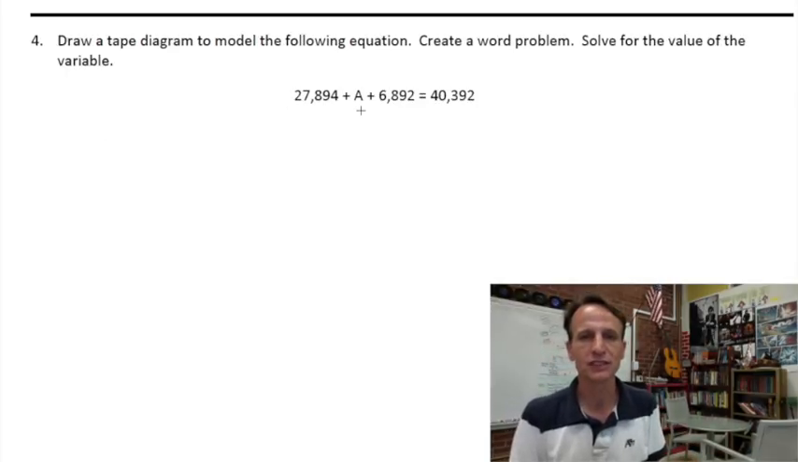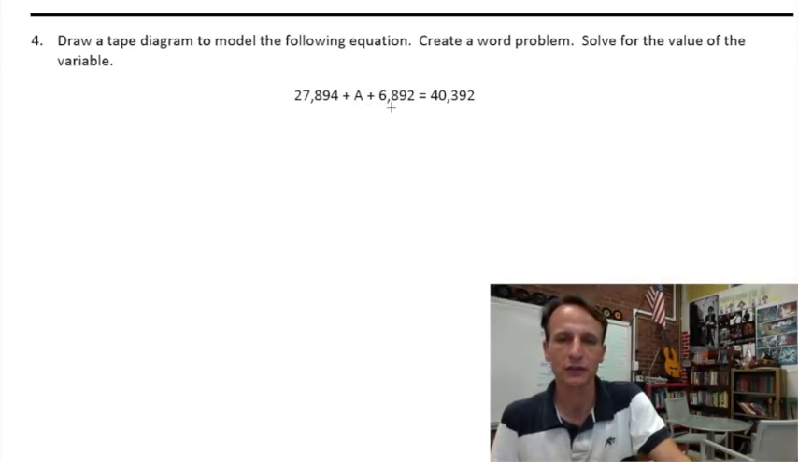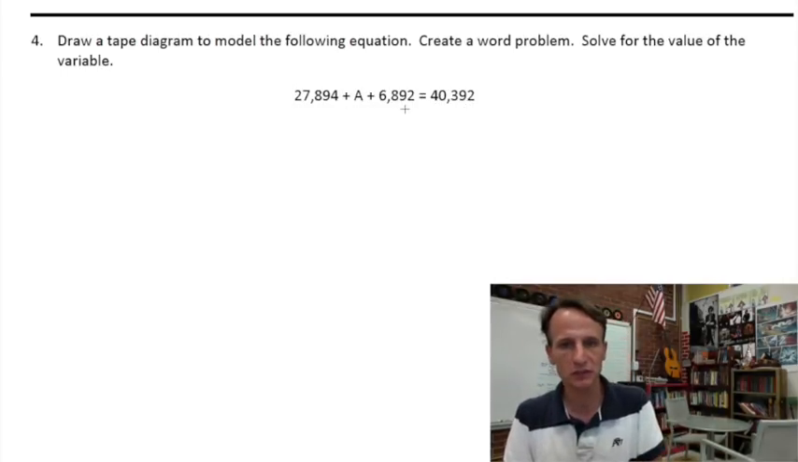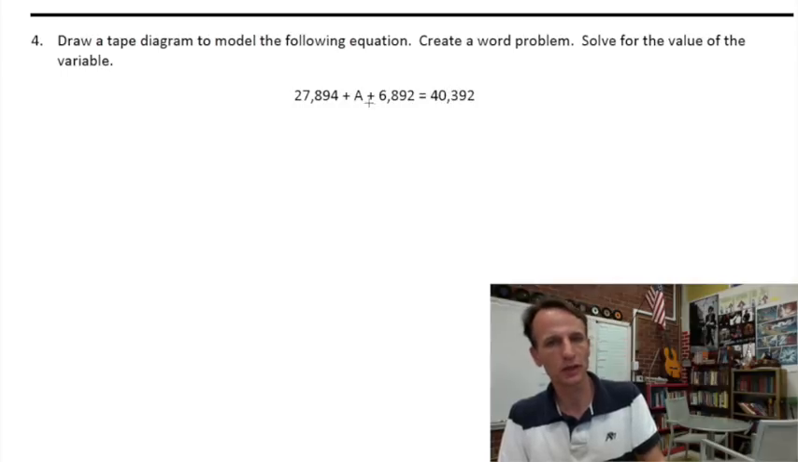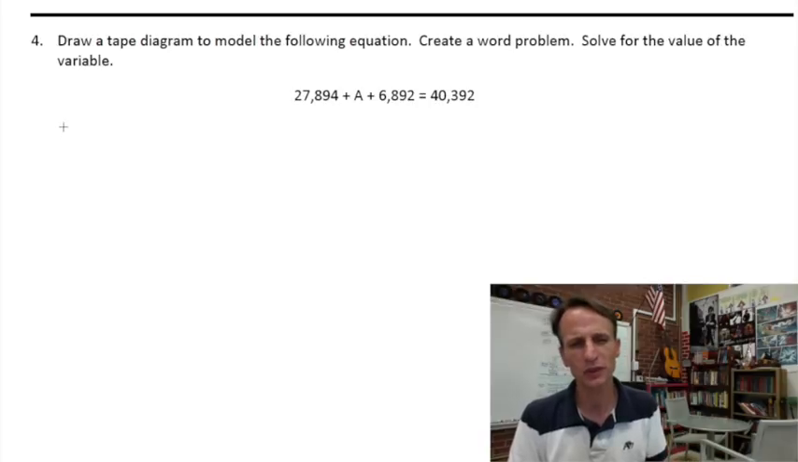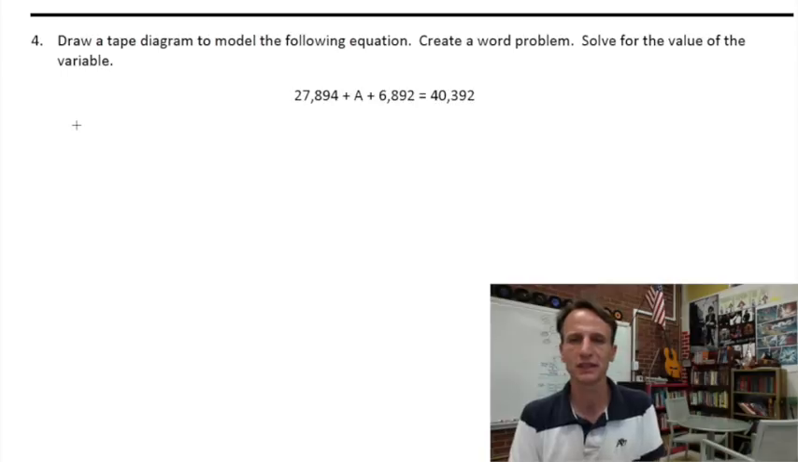All right, so let's look at what we have. We're given 27,894 plus the variable a, that's some unknown number, plus 6,892 will equal 40,392. Okay, so we see we have 3 components. We have a total, and we're just missing one of the components. This one, although we have a little bit more to do in a way, actually is not as complicated as that last one we did.